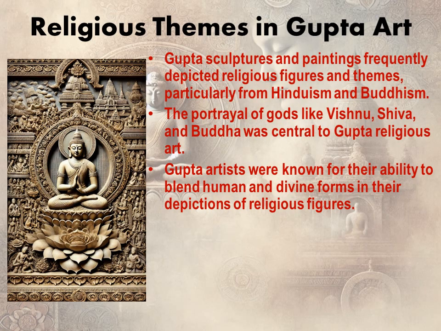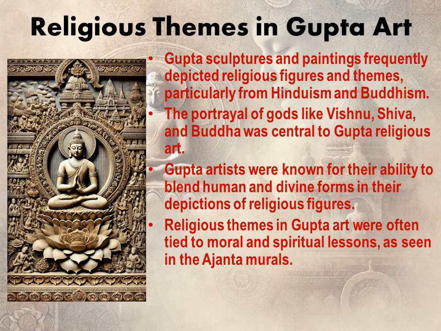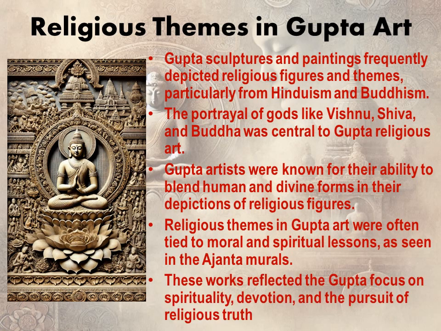Gupta artists were known for their ability to blend human and divine forms in their depictions of religious figures. Religious themes in Gupta art were often tied to moral and spiritual lessons, as seen in the Ajanta murals. These works reflected the Gupta focus on spirituality, devotion, and pursuit of religious truth.